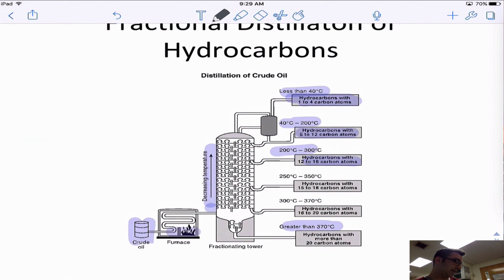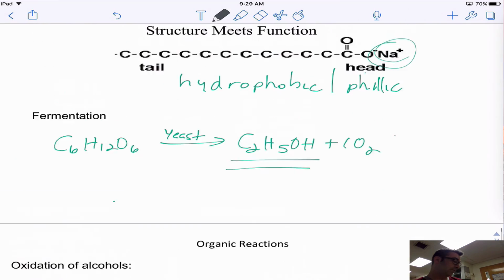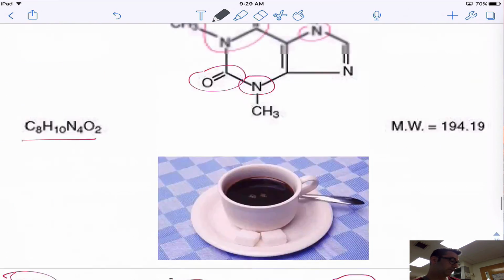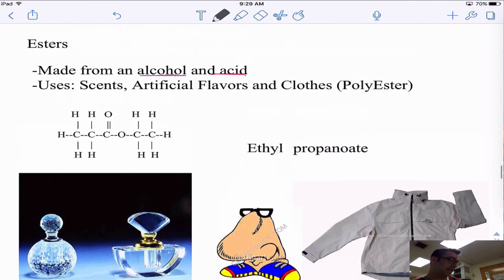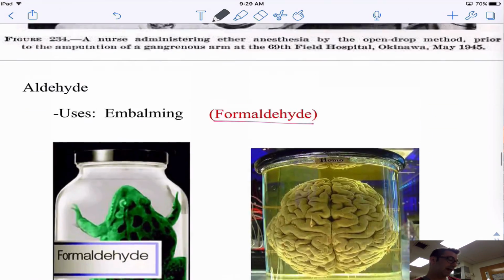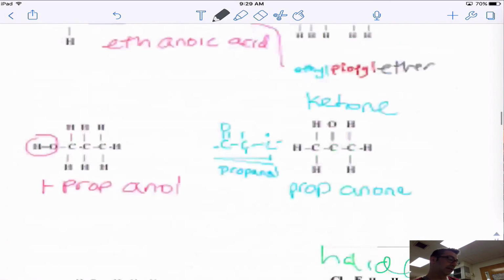Alright, so this is organic chemistry. The major focus of your exam is going to be on naming the compounds, identifying functional groups, and types of reactions. That's what we're going to do for our exam.